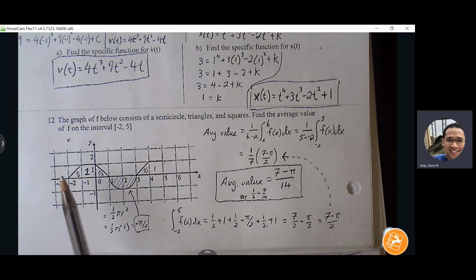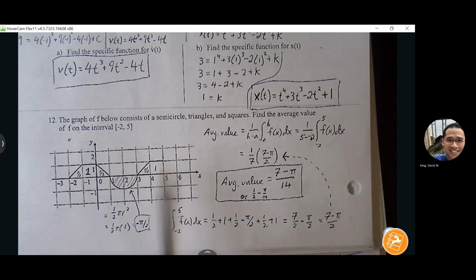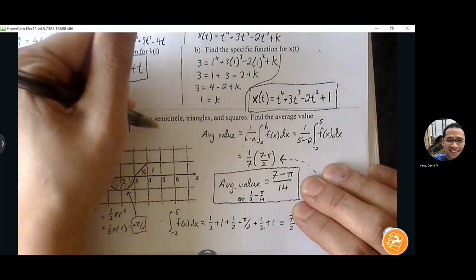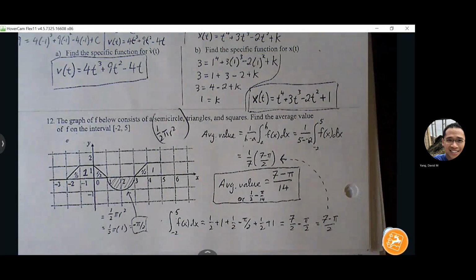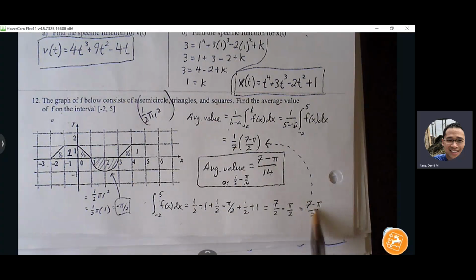So I'm looking at my region here from -2 to 5. Triangle, square, triangle, semicircle, triangle, square. I'm going to find the areas of each and add them up, making sure that anything below the x-axis I keep as a negative value. And if you see a semicircle, I'll give you that formula. It's 1/2 pi r squared. And then once I add up all those values and clean it up, I get 7 minus pi.